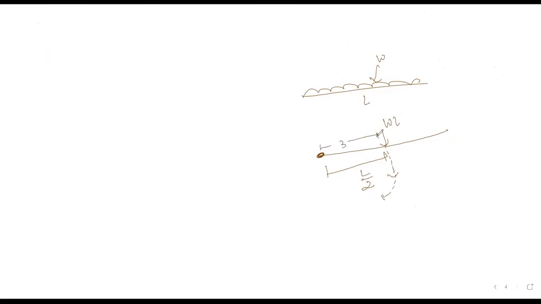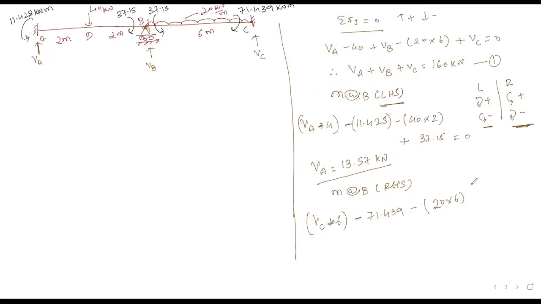So in the same case, this distance will become 3 meters. Now we have to consider this 3 meters as the distance, L by 2, multiplied by the length, that is nothing but 3 meters. I hope it is clear to all of you. This is the concept of mechanics of solids. Clear? Did you understand what we did?